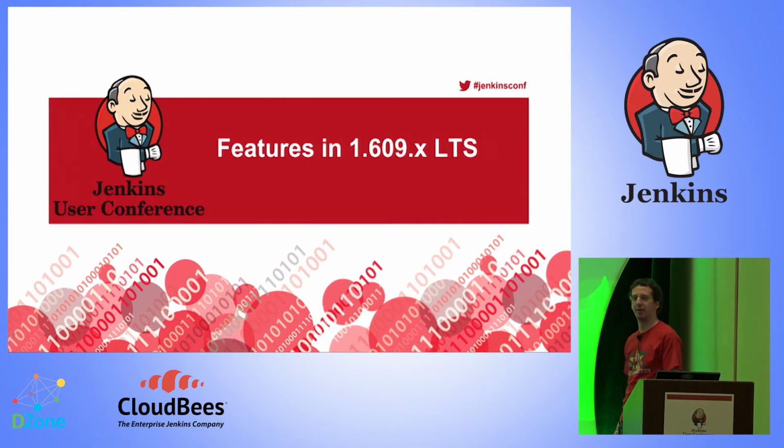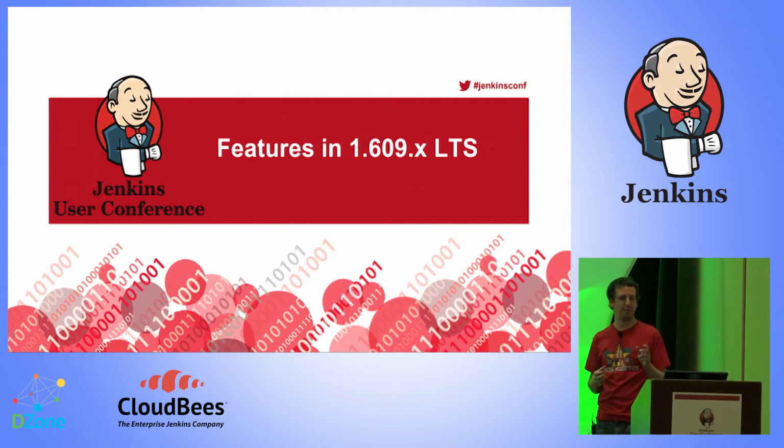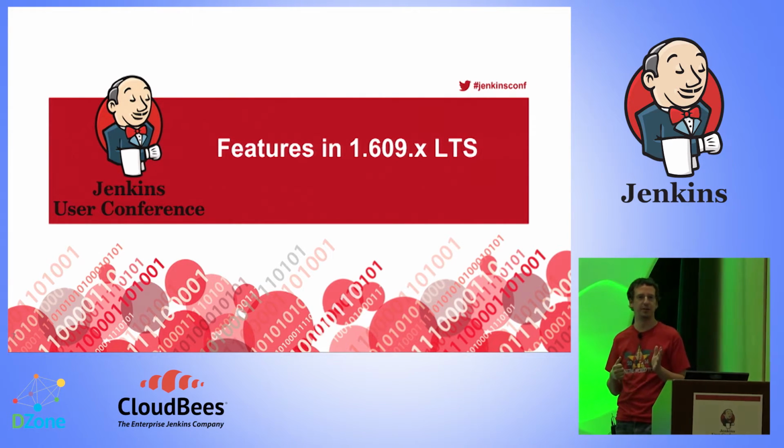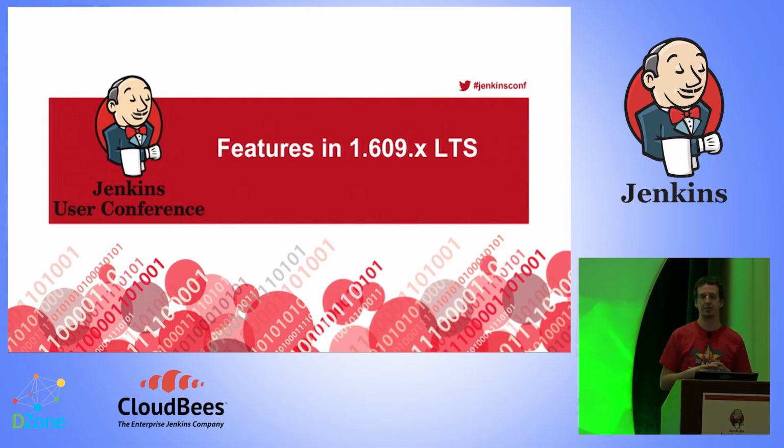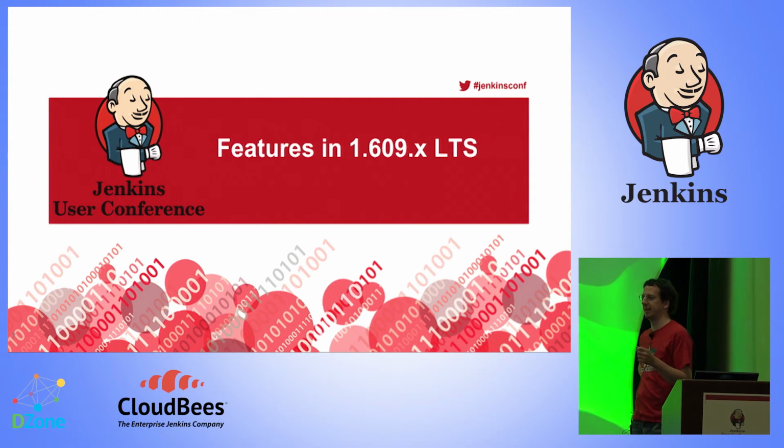So we started off requiring Jenkins 1.580. And now for the current releases, we're requiring Jenkins 1.609. So this is the latest long-term support release. The 1.609.1 just came out a couple of weeks ago.